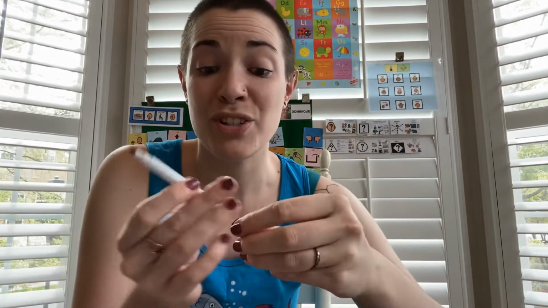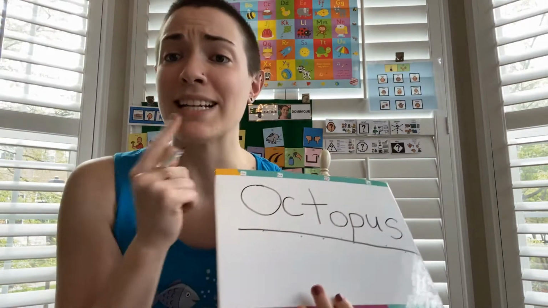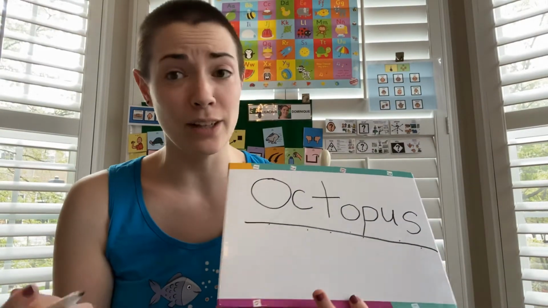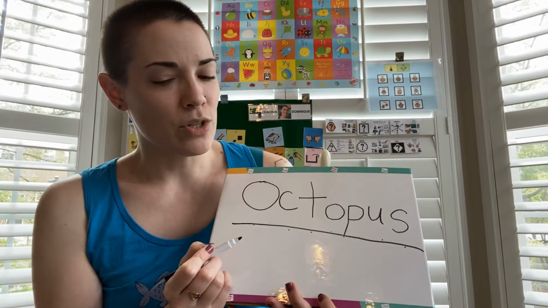Okay. So we wrote our word. We said our word. We practiced saying it in all sorts of silly little ways. What else can we do? Oh, we could do our syllables. I picked a good word for syllables. Octopus. That's longer than most of the words that we write for morning message. Octopus. It ended on my knees, so that means there's 3 syllables.